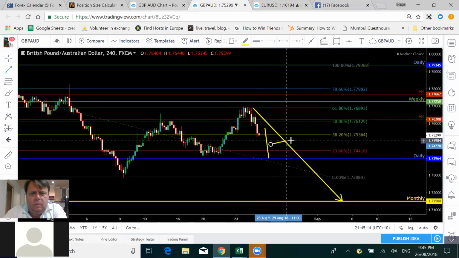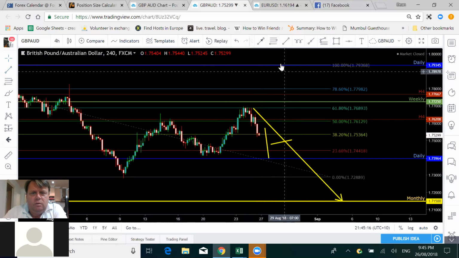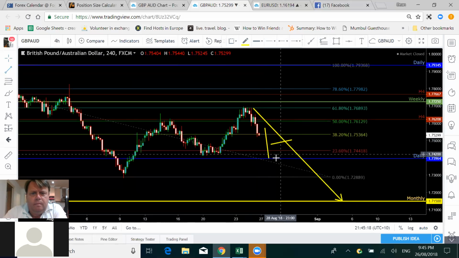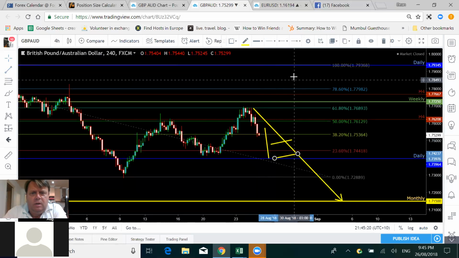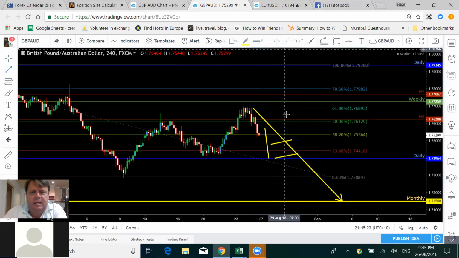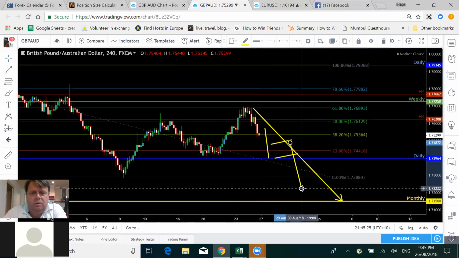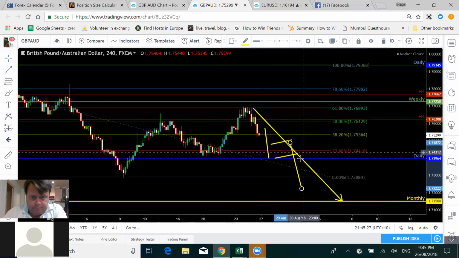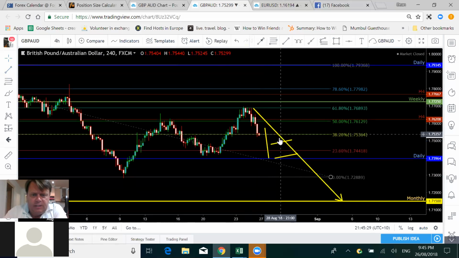We'd wait to see the little flag form, and then we try and take the next impulse down. But at least that way, the market's told us what it wants to do. So that's a sit and wait. I'm just going to sit and wait to see which way.